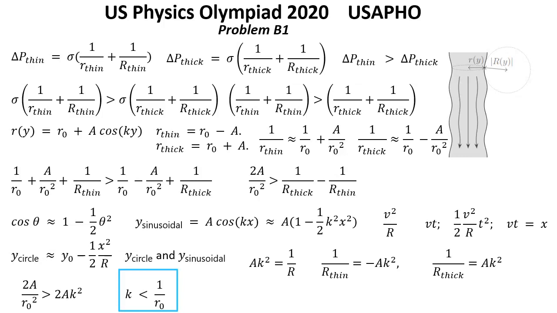So the perturbations will grow as long as they have a wave number less than 1 over the radius, or equivalently when the wavelength of the perturbation is longer than the circumference of the stream. This result was discovered experimentally by Plateau and derived theoretically by Rayleigh. The breaking up of a stream into droplets is called the Plateau-Rayleigh instability.